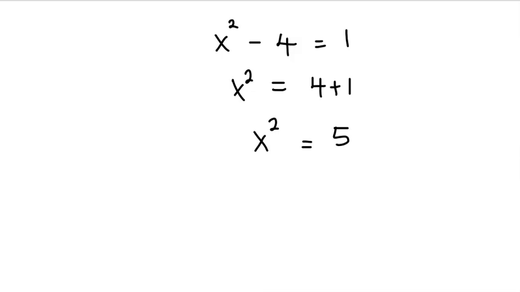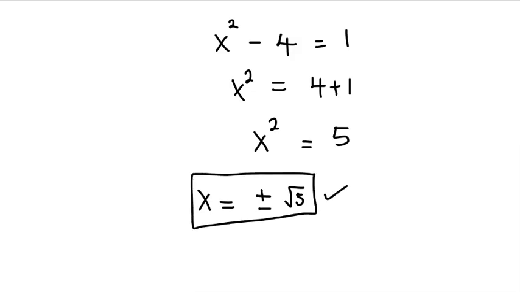We can take the square root of both sides. We get x equals plus or minus the square root of 5. Does this satisfy our equation? Yes, of course, it satisfies our equation, because x squared will give us 5, and 5 minus 4 is 1. 1 to the power of 3x minus 6 is equal to 1. So this is a solution, right? And we're done now.